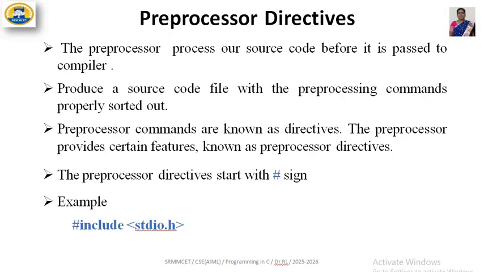So what are preprocessor directives? The preprocessor processes our source code before it is passed to the compiler. It produces a source code file with the preprocessing commands properly sorted out. Normally the preprocessor commands are known as directives. The preprocessor provides certain features, known as preprocessor directives. Generally, preprocessor directives start with a hash sign, for example, #include stdio.h.